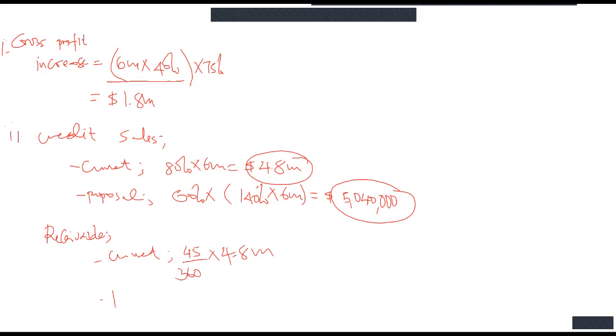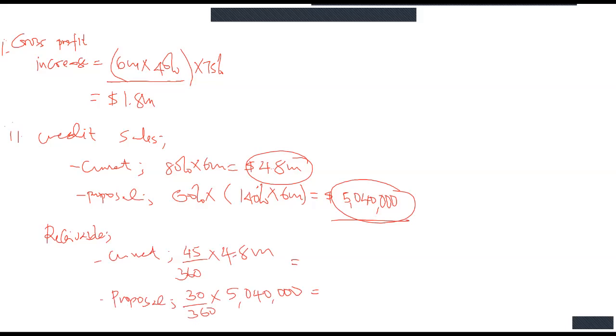If we implement the proposal, the number of days for creditors will be equal to 30. You can see that there are 30 out of 360. We multiply by the new credit sales, which is 5,040,000. Therefore, what's the receivable before?